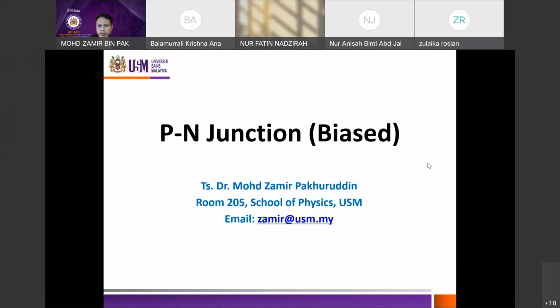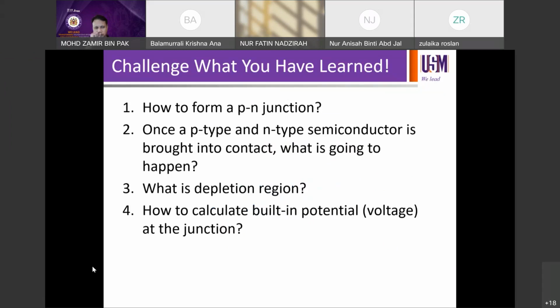Okay, can you see the slide on the screen? PN junction bias. Good, I've uploaded this on eLearn this morning. So PN junction bias. Let's recap a few things from what we did last time.